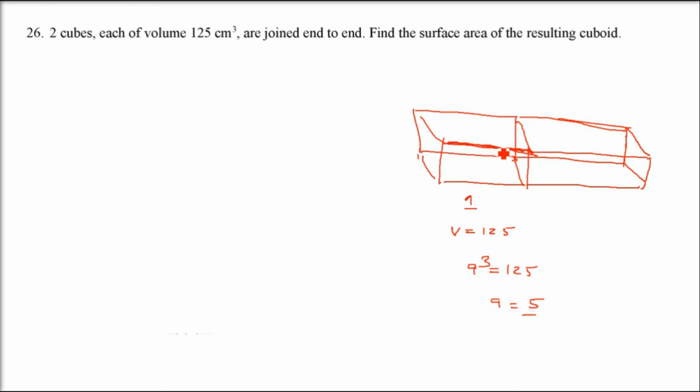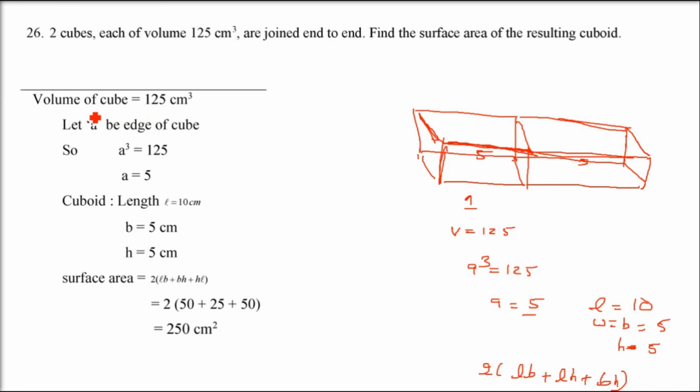When we combine them, the length is 5 plus 5, so the length has become 10. The width or breadth is 5. How about the height? Height is 5 only, it didn't change. So we have all the parameters and we'll use the formula 2 times LB plus BH plus LH. All these values are known, so we apply it here.